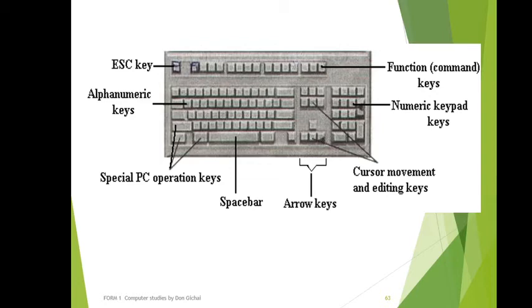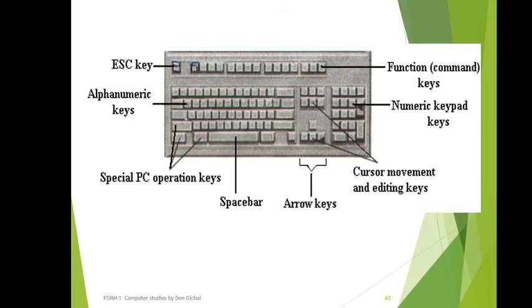It is a combination of numbers and alphabets. Then we have special keys. We have the longest button in the keyboard called spacebar for putting space. Then we have the arrow keys for playing computer games or navigation. Also, we have the cursor movement and editing keys. We have home, we have edit. Those ones, they are located somewhere there. We call them cursor movement or editing keys.